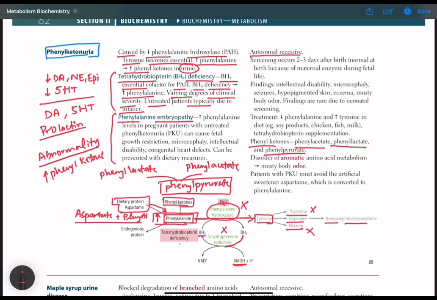So any female patient having phenylketonuria, if she becomes pregnant and her phenylketone levels are not checked or not kept normal, these high levels of phenylketones can act as a teratogen. They can cross the placental barrier and affect the embryo or the developing fetus. So high levels of phenylalanine in pregnant patients with untreated phenylketonuria can cause fetal growth restriction. It affects the CVS and CNS. So it causes general growth restriction, microcephaly, intellectual disability, and congenital heart defects, and can be prevented with dietary measures.